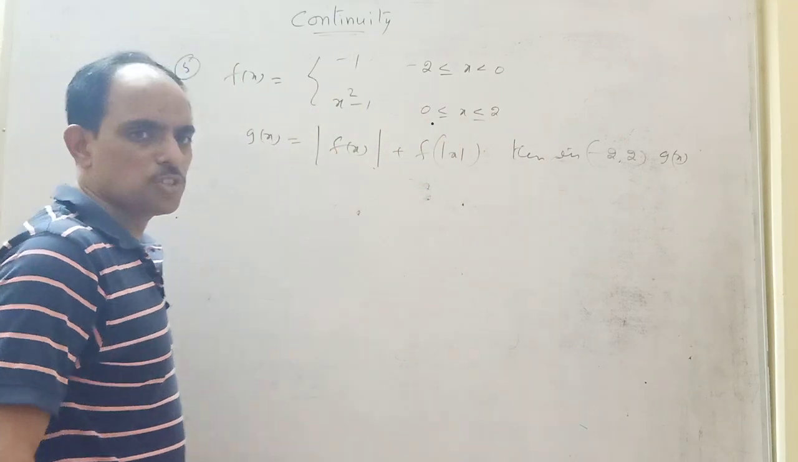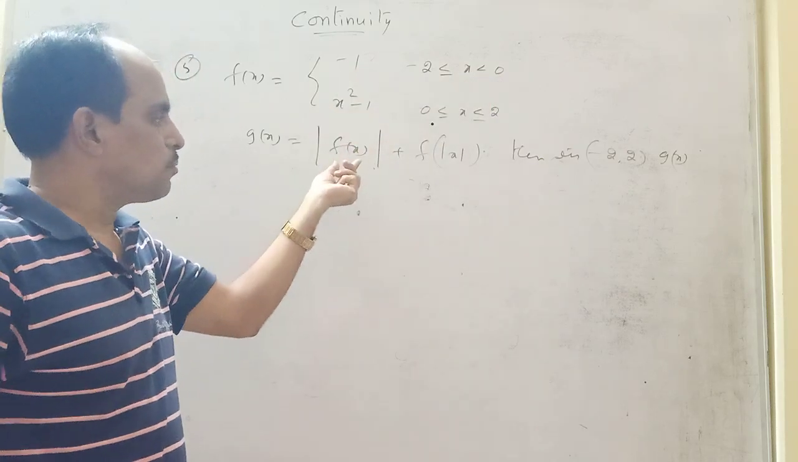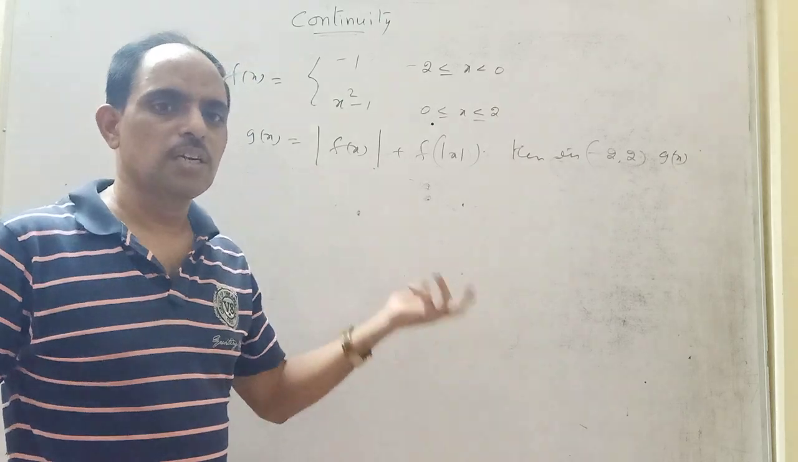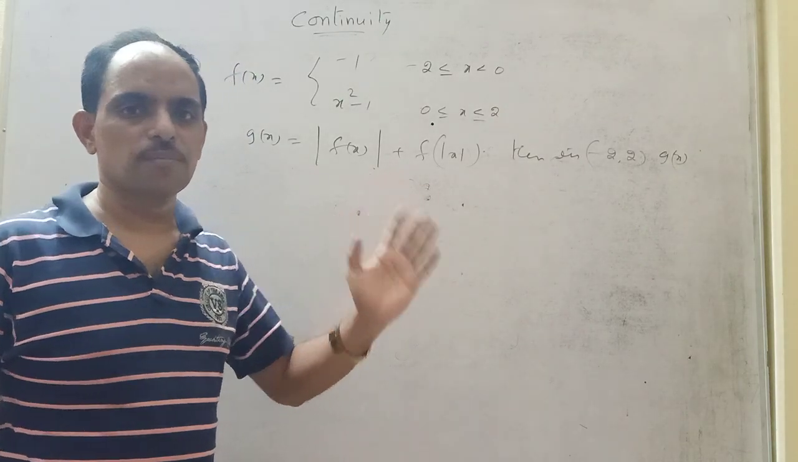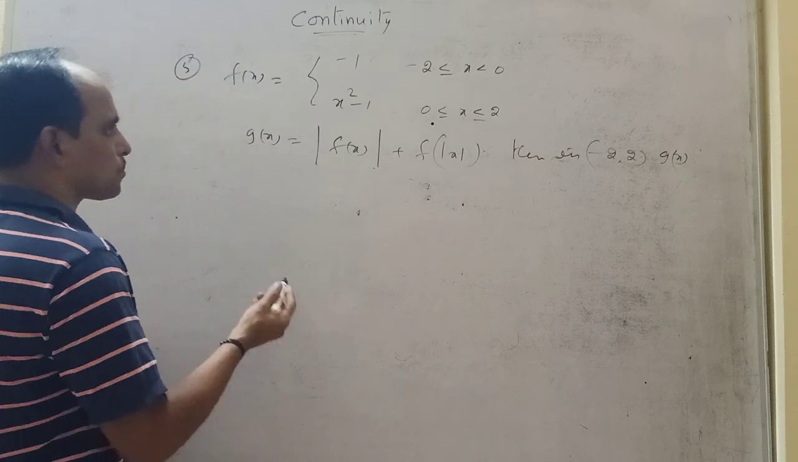In between 0 to 2. So we have only minus 2 to 0, the function is minus 1, modulus of minus 1 plus f of modulus means that is also minus 1. So 1 minus 1 becomes 0 only. Okay. Now you see 0 to 2 what happens?